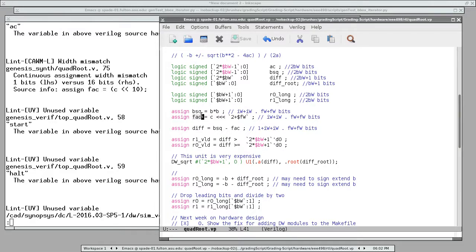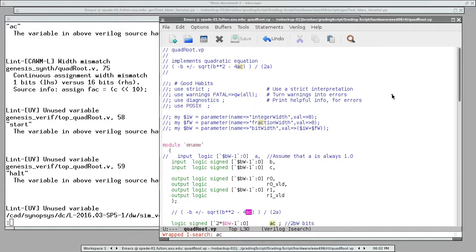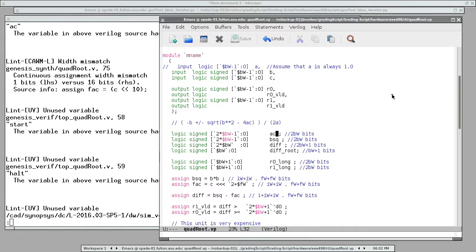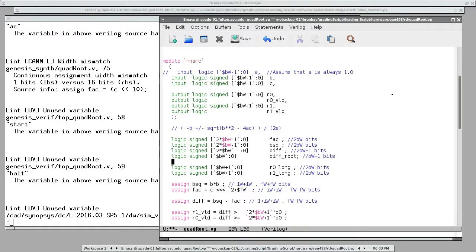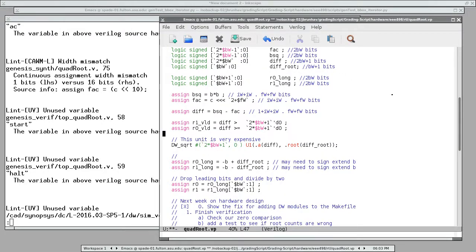Yep, FAC. Am I already using the keyword AC? Yep, there we go. And then is that enough? So the problem was FAC wasn't declared, so it assumed it was a 1-bit thing. So we fixed that. The next question is that we're looking at this expression that had an error in it. Let's make sure that it's right.